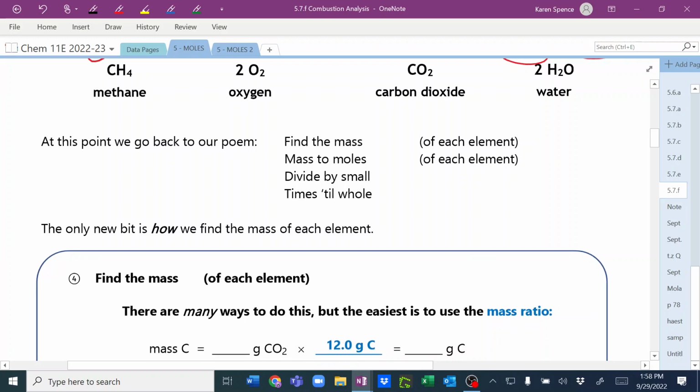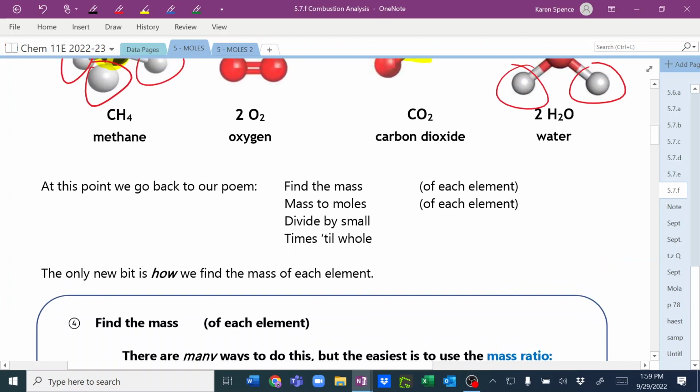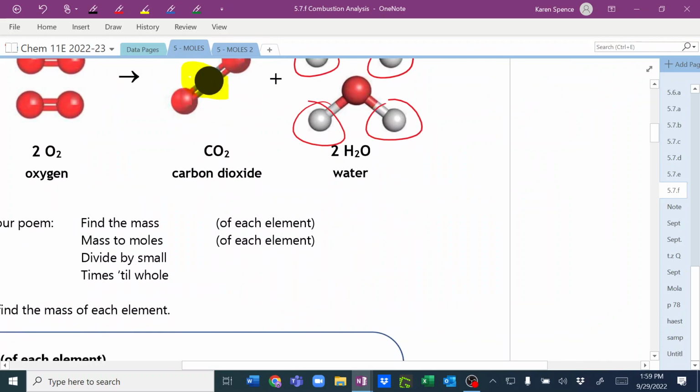The only new bit is how we find the mass of each element. There are several ways to do this. This, I think, is the fastest way. You could, if you wanted to, say, if I have grams of CO2, could I convert that to moles of CO2? Yes. Could I convert that to moles of carbon?